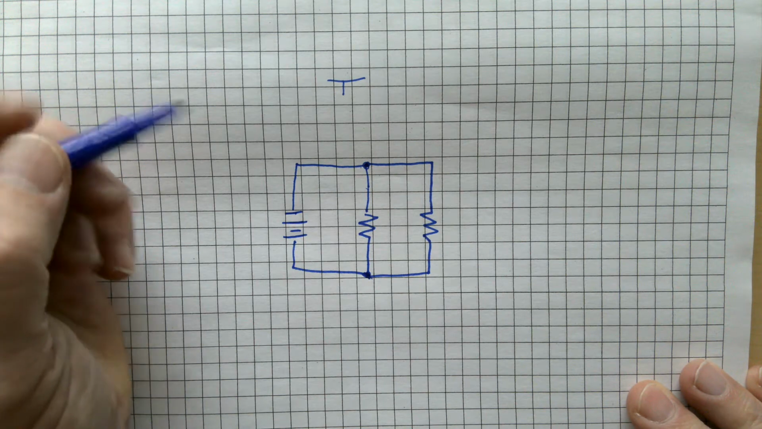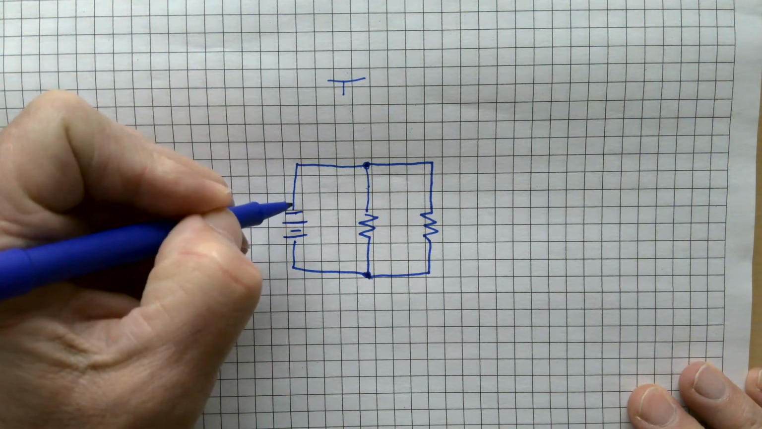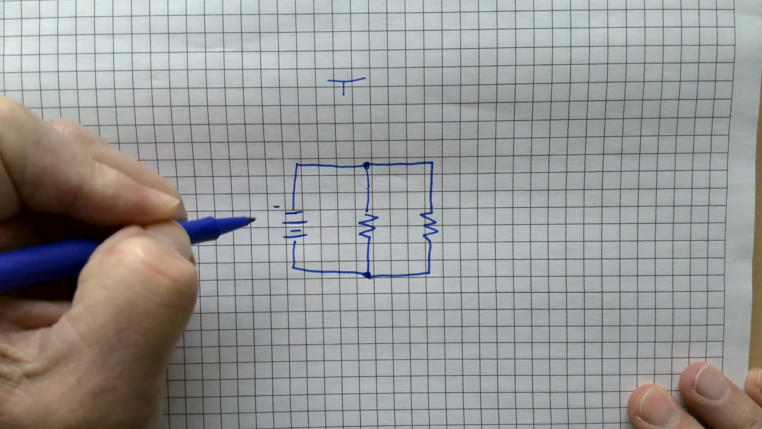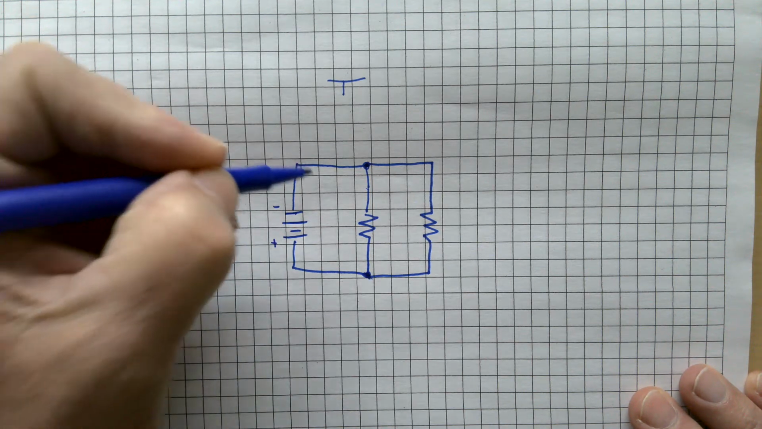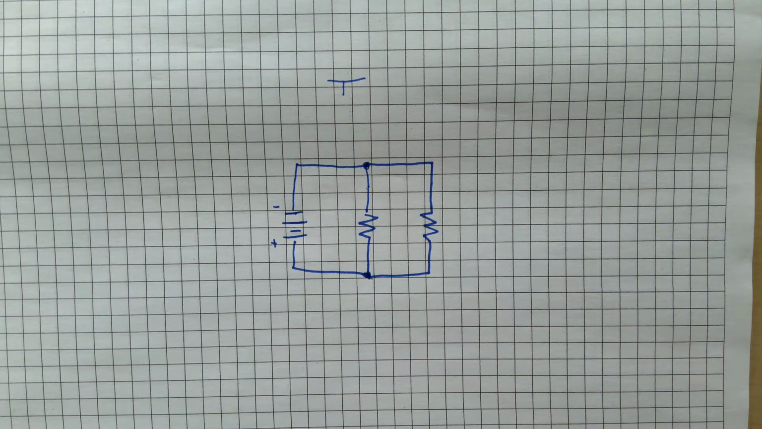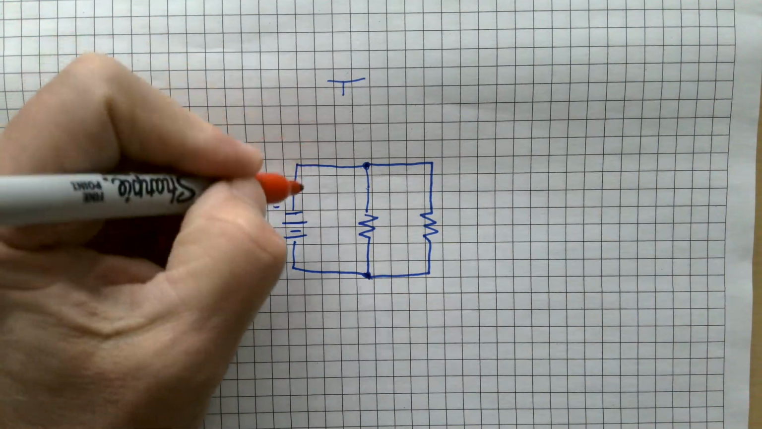So we have a parallel circuit here, and this is the negative side of the battery being the smaller line, and the positive side of the battery. Electrons flow negative to positive, and I'm going to try a different pen here of a different color. And I'm going to draw the current leaving here.